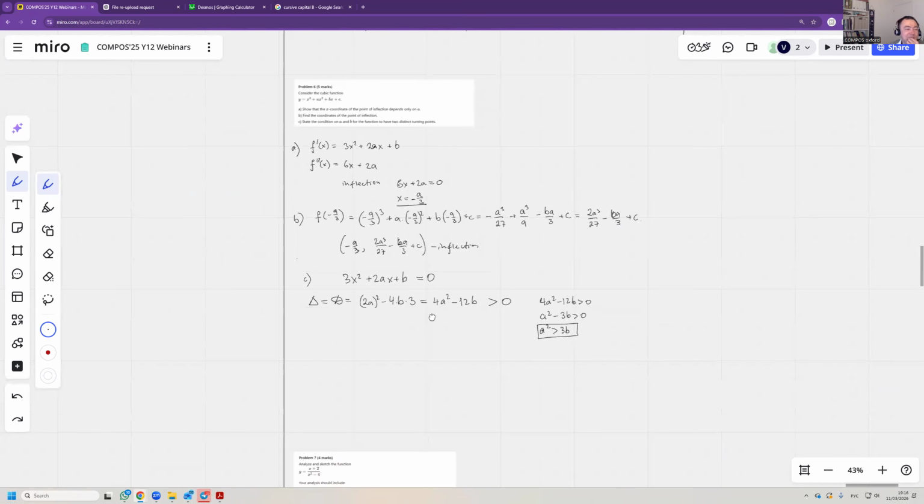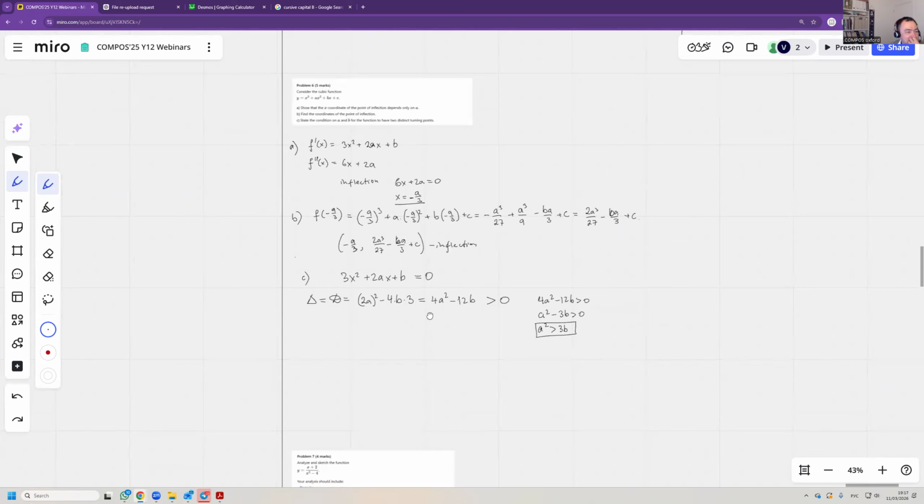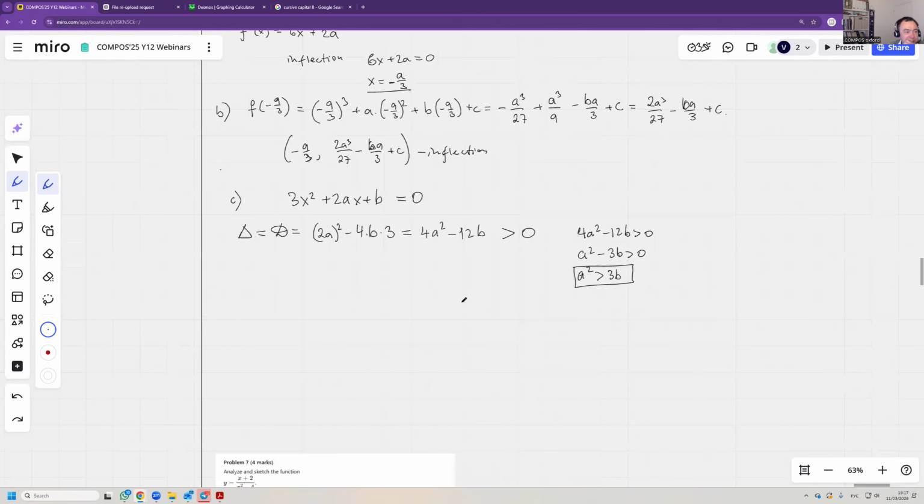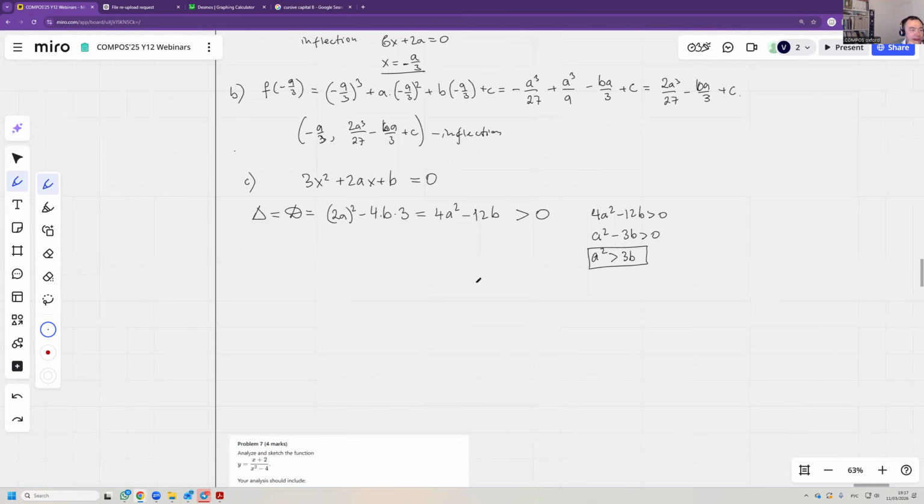Also x must not equal a over 3, so I don't know if that makes any sense. X is minus 2a plus minus square root of 4a squared minus 12b over 6a.